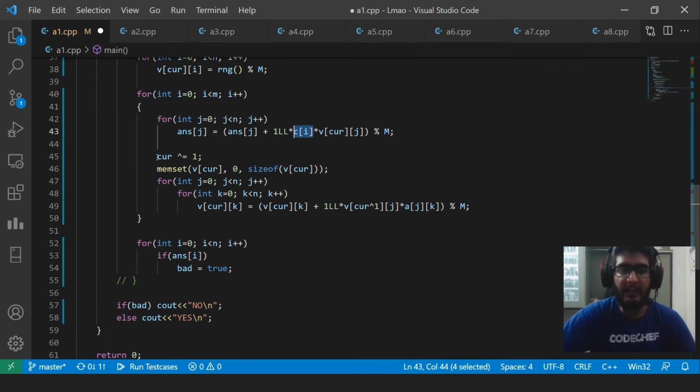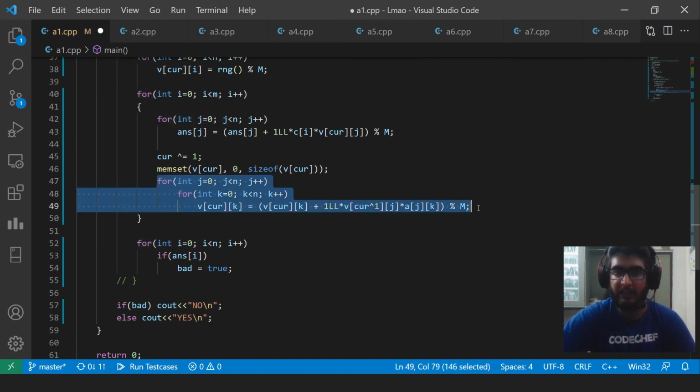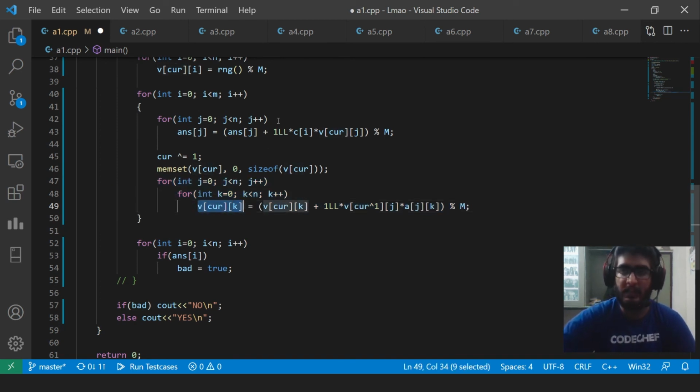And then to compute the next vector, we are just doing v current XOR equal to 1. We declare v current as 0 initially, setting all of its values to zeros. Then we multiply the v current XOR 1 vector with A, that is 1LL into v current XOR 1 j into A jk. We are doing a matrix multiplication here in big O of n square time, a 1 by n vector into an n by n matrix. Multiplying this takes n square time, and that is what we have done here to get the v current vector, which is going to be used in the next iteration of the loop.